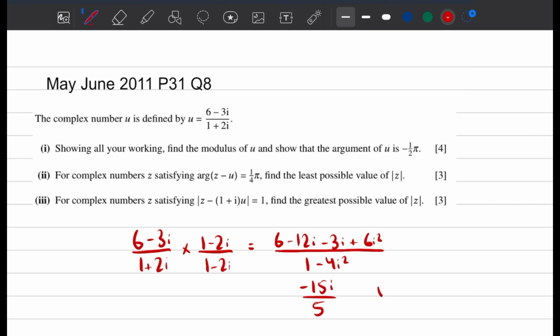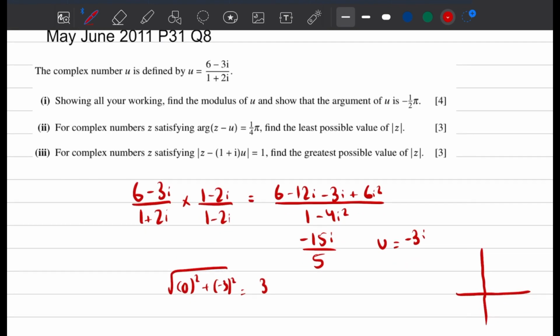So guys, my answer of u is what? Minus 3 iota. If you find out the magnitude of this, 0 plus minus 3 square, that's going to be बच्चे आपका 3. Got this बच्चे? And argument बच्चे क्या होगा? 0 comma 3, 0 comma minus 3 will lie here बच्चे, right? So my argument will be minus pi upon 2. Do you get this? Now मेरा बच्चा, you need to find argument of z minus u.